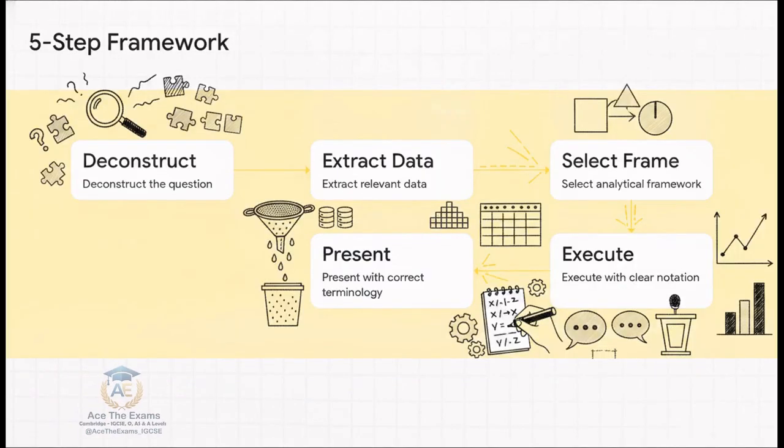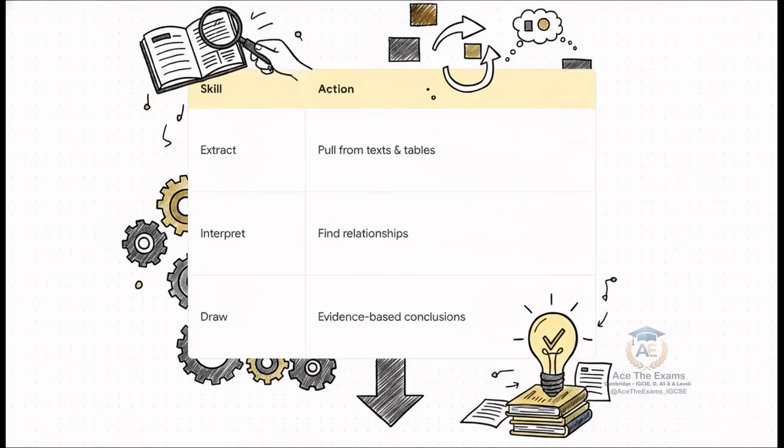Here is your visual story of the 5 exact steps you must take to tackle any data summarization problem. We call this the Computer Science Success Blueprint. First, deconstruct the question. Underline the command words. What are they actually asking? Second, extract only the relevant data. Do not bring in noise. Third, select your analytical framework. Are we using a pivot chart or do we need complex subtotals? Fourth, execute the process with incredibly clear notation. And finally, present your findings with perfect professional terminology. This is your fail-safe checklist. This table breaks down the professional data interpretation skills you need to execute that blueprint flawlessly.